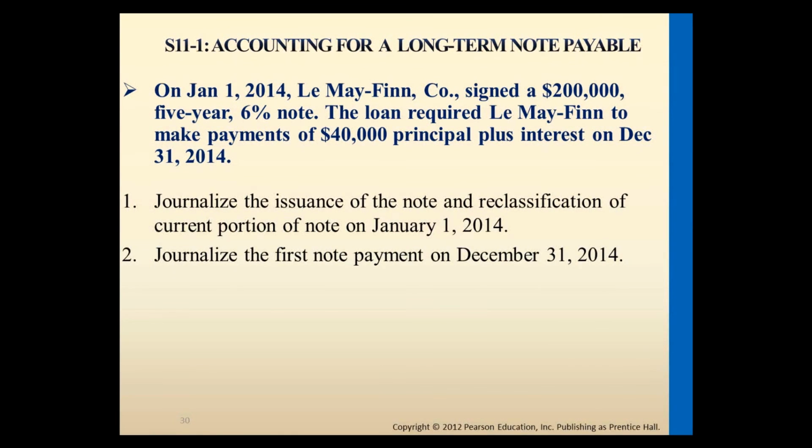It's January 1st, 2014. Let's say this company signed a $200,000 5-year note that has an interest rate of 6%. It tells you that we have an installment payment every single year of $40,000. Interest also needs to be added to it.